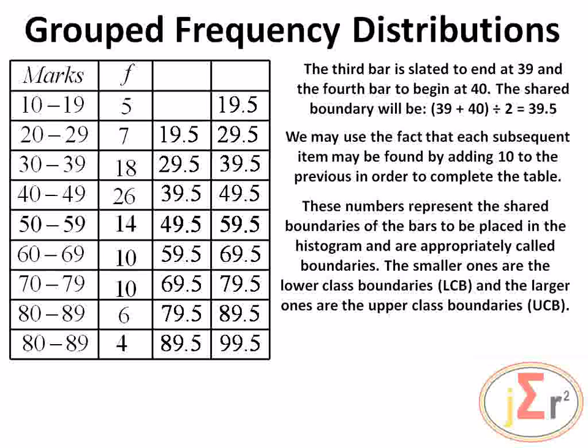These numbers represent the shared boundaries of the bars to be placed in the histogram and are appropriately called boundaries. The smaller ones are the lower class boundaries, and we are going to write that in brief by calling it LCB, and the larger ones are the upper class boundaries. We are going to shorten that by calling it UCB.